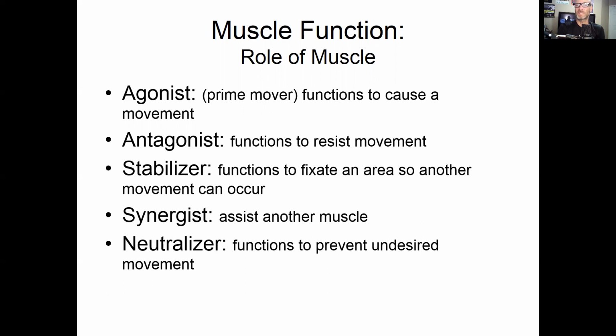Muscle can also generate force to stabilize. In that case, it fixates an area so another movement can occur. So if I'm swimming, maybe I'm trying to stabilize my scapula in a way to allow the humerus to move within the glenohumeral joint. Muscle can also play a role as a synergist. That means it's going to assist another muscle. So besides the biceps brachii, I've got some other muscles within the arm to assist with elbow flexion. And then it can also be a neutralizer. When the biceps brachii contracts, it also tends to cause supination of the forearm. And we have muscles that will contract to resist that supination, and therefore those muscles would be classified as acting to neutralize movement that we don't want.